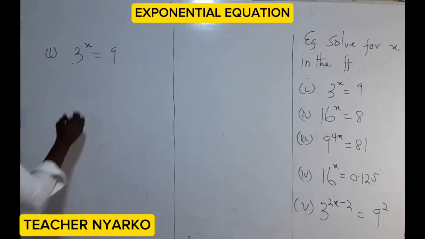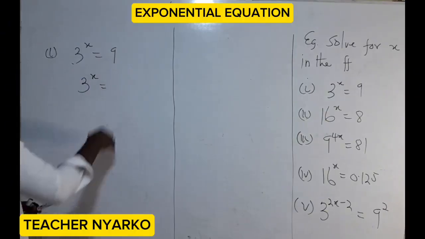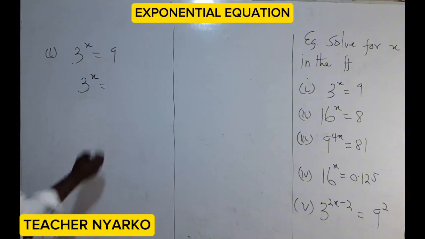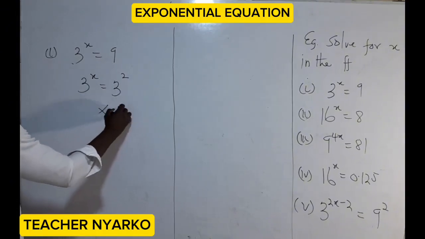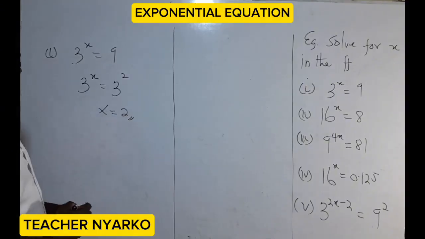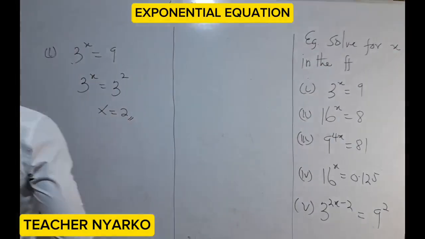But if you want to solve it, what we do is 3^x equals, we can also express 9 to have the base 3, and this is 3^2. So the bases are the same, so we can say that x is equal to 2. That will be the answer. And it is true, because 3 squared equals 9. So let's look at the second one.